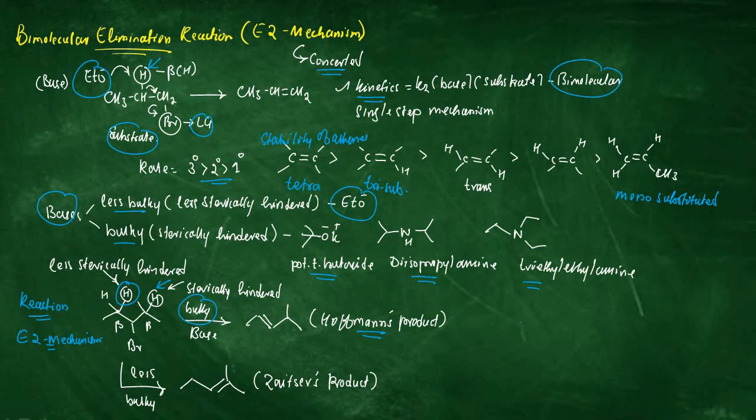But if we use a less bulky base such as ethoxide, it will approach the sterically hindered proton easily because of the lack of bulk involved. During the course of the chemical reaction, we will get a more substituted alkene, which is known as the Zaitsev product. So by choosing the base, we can control the nature or character of the product. If we use a bulky base, we will get a Hofmann product. If we use a less bulky base, we will get a Zaitsev product.